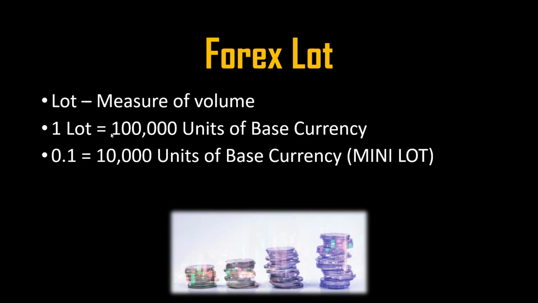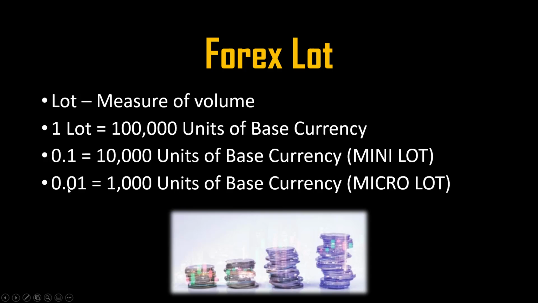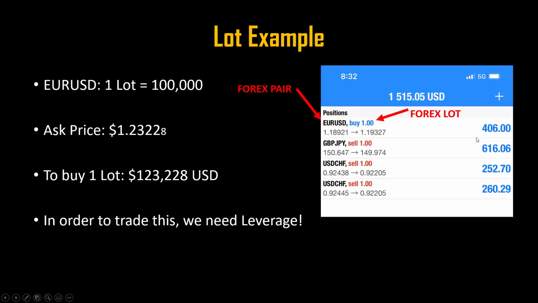So again, one lot is 100,000 units of base currency. 0.10 is 10,000 units of base currency, and then obviously 0.01 is 1,000 units of base currency, which is a micro lot. So obviously, 0.01 is extremely, extremely, extremely small for any forex pairs.